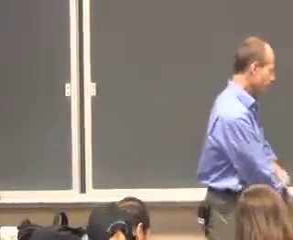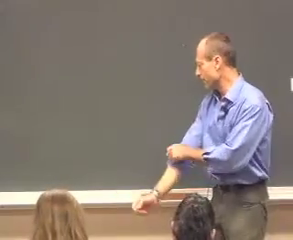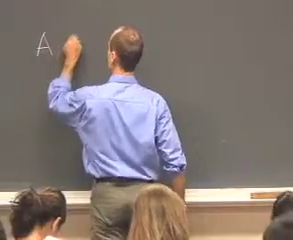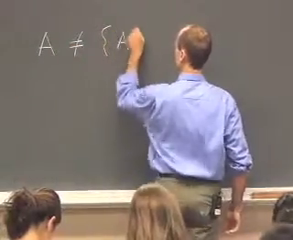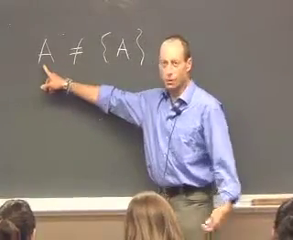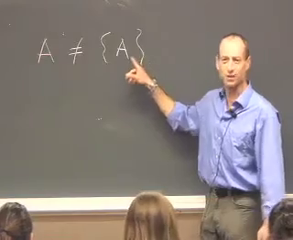So the whole idea of subsets and elements and things like that. So this is not the same thing as this, right? This is A, which might itself be a set. This is the set that contains A as an element.